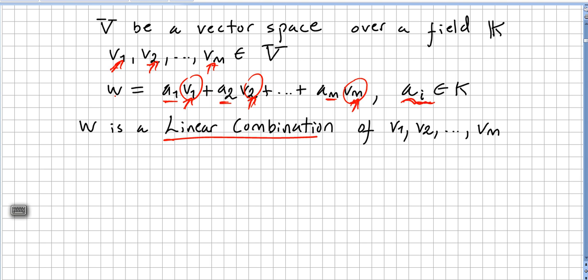So if a vector W is equal to A1 times V1 plus A2 times V2, etc., plus Am times Vm, we say that W is a linear combination of V1, V2, etc., Vm. So this is a very important concept that we are going to use now in this chapter of linear combinations and linear spans.